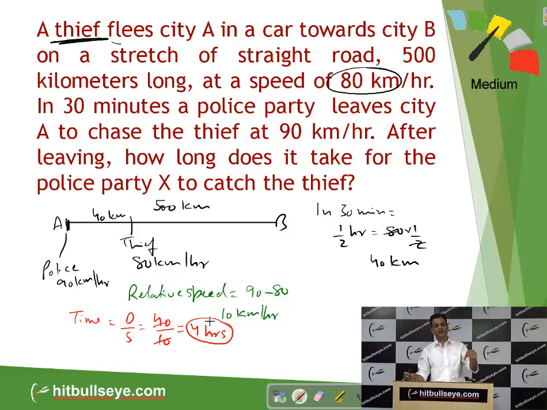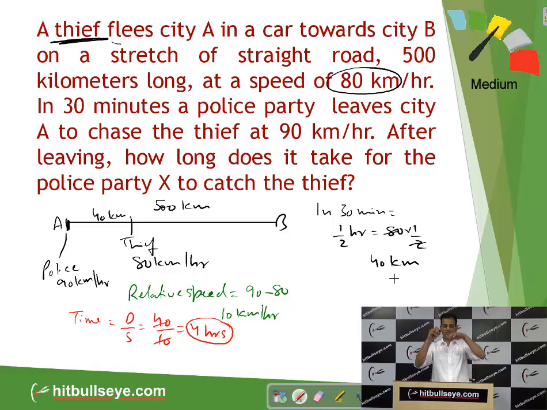Again, same question. In the first question the distance was fixed. In this question initially the thief has run for half an hour with a speed of 80 km per hour. So in half an hour the thief will cover 40 km. Now the police has to cover those 40 km with a relative speed of 10. It means the policeman will take 4 hours to catch the thief.